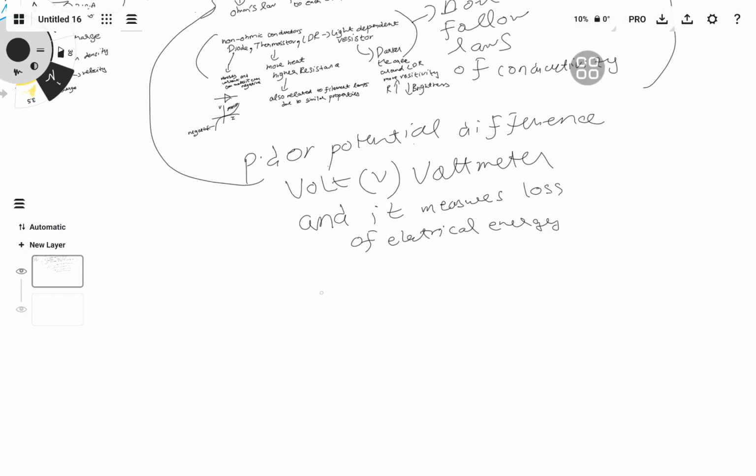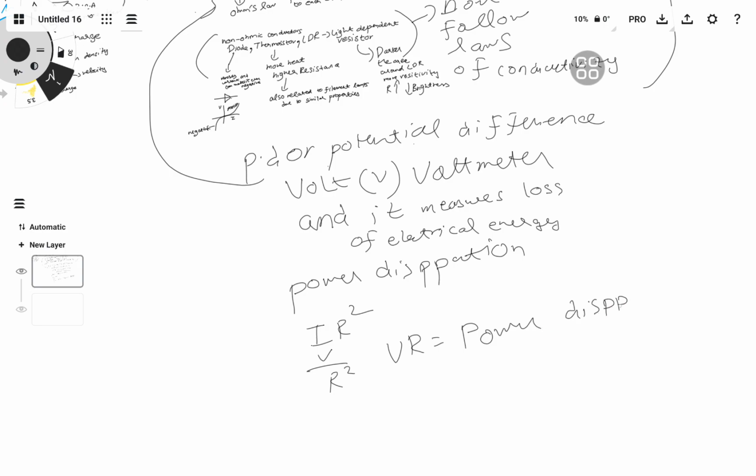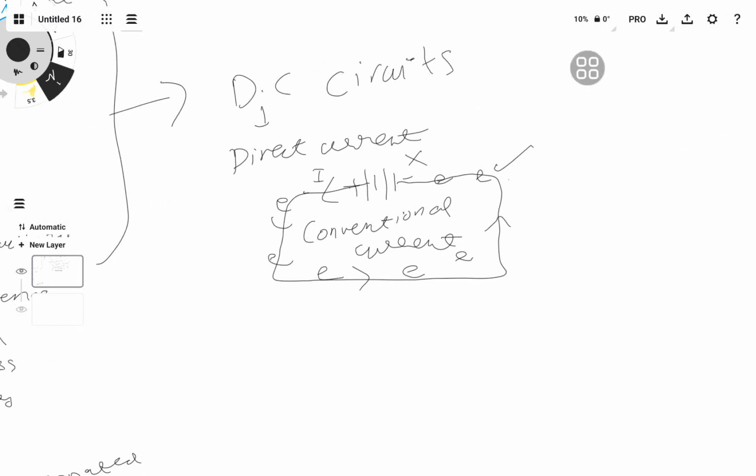Power, electric power dissipation, which is basically how much electric current it's like I squared R or V squared over R or like VI equals power. Basically it's an idea of how much power is dissipated due to how much resistance for the current.